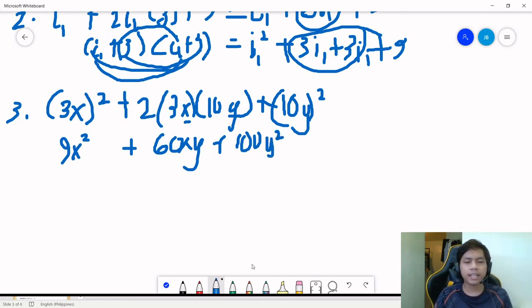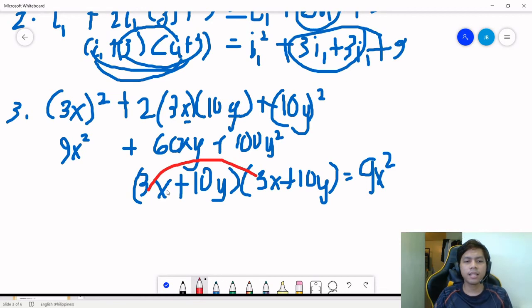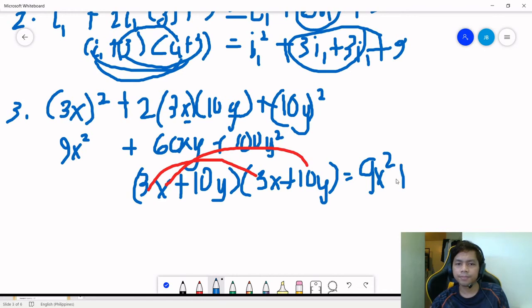Okay? Alright. Now let's say if you are going to use the FOIL method there. So that's 3x plus 10y squared. So 3x plus 10y. Alright. So first is this one. 3x times 3x, that's 9x squared. Okay. Then this one, 3x times 10y is 30xy. Plus another 30xy. Tama?